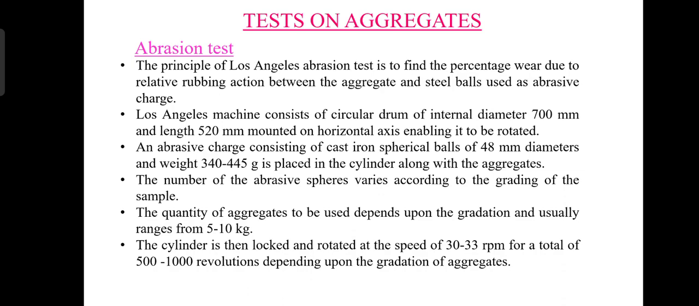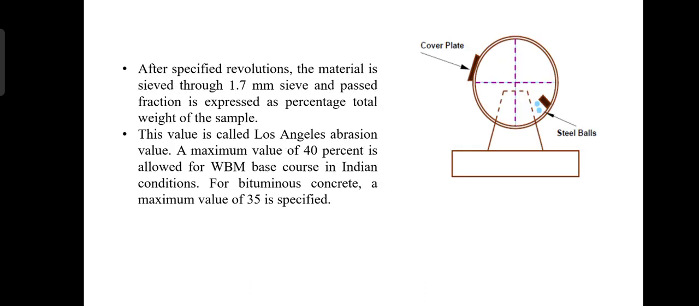The cylinder is then locked and rotated at a speed of 30 to 33 rotations per minute for a total of 500 to 1000 revolutions, depending upon the gradation of the aggregates. After the specified revolutions, the material is sieved through a 1.7 mm sieve and the passing fraction is expressed as a percentage of the total weight of the sample. This value is called the Los Angeles abrasion value. The maximum value of 40% is allowed for WBM base course in Indian conditions, and for bituminous concrete a maximum value of 35% is specified.